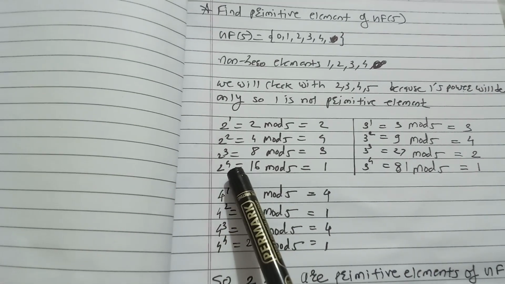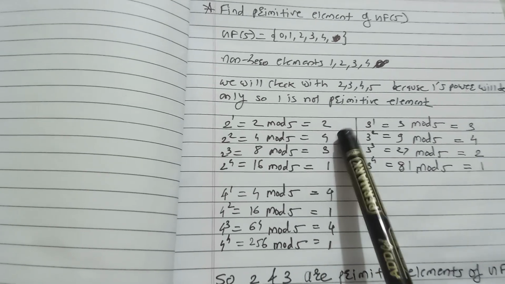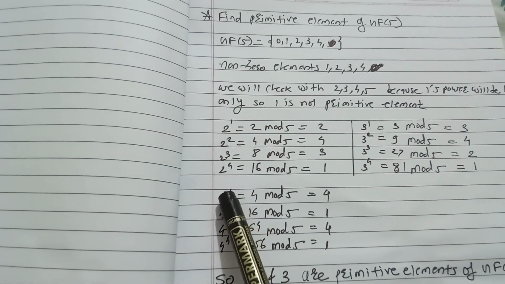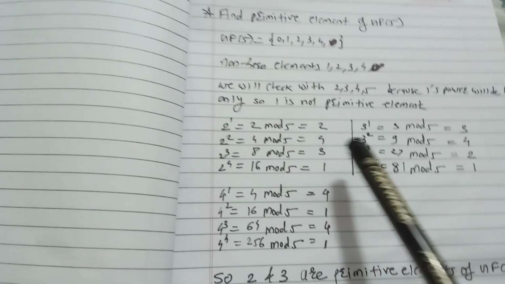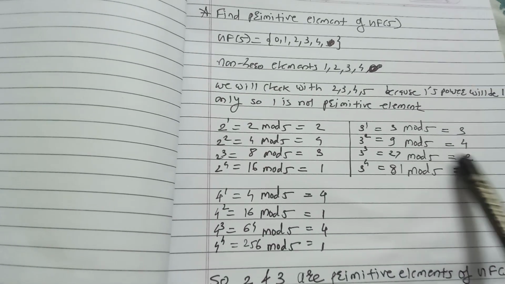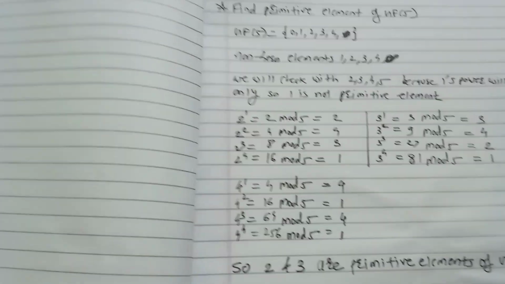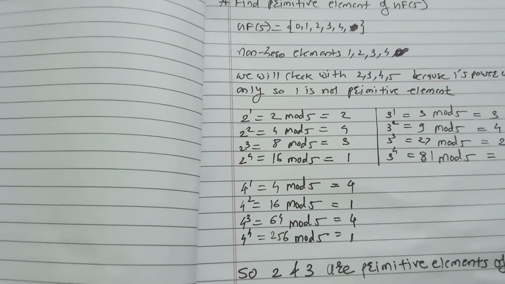Here we have stopped because all the elements are already represented. You can go further like 2 raised to 5, 2 raised to 6, but you will get the same thing here also. All the elements are covered, that's why we have stopped here. So the primitive elements for Galois field 5 are 2 and 3.